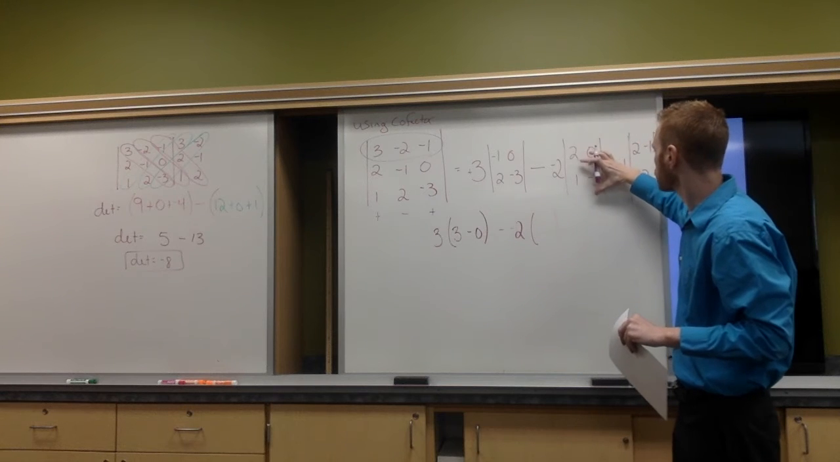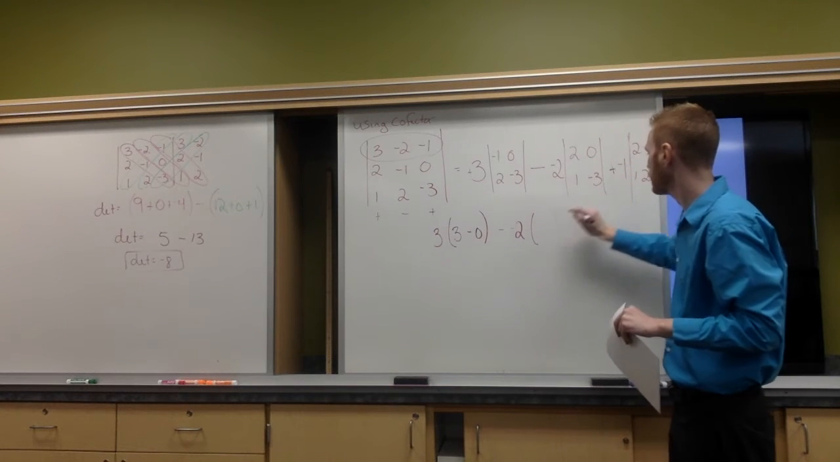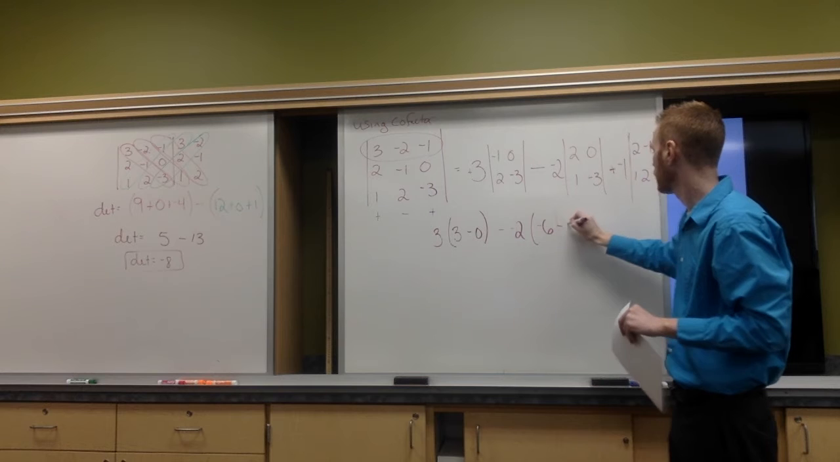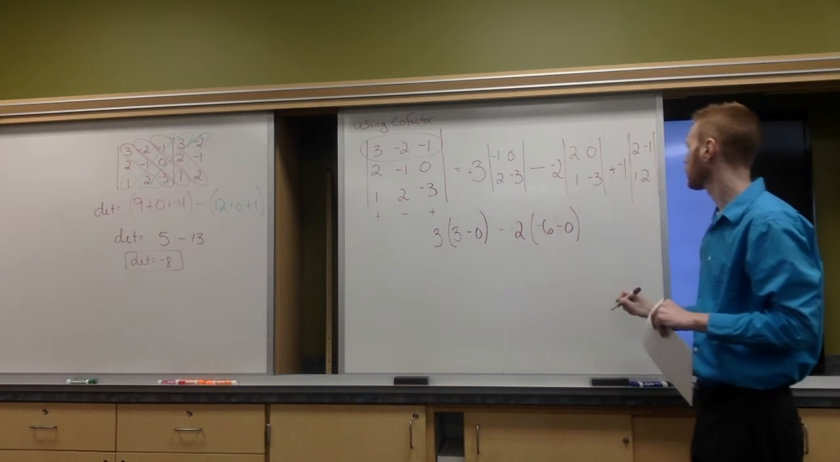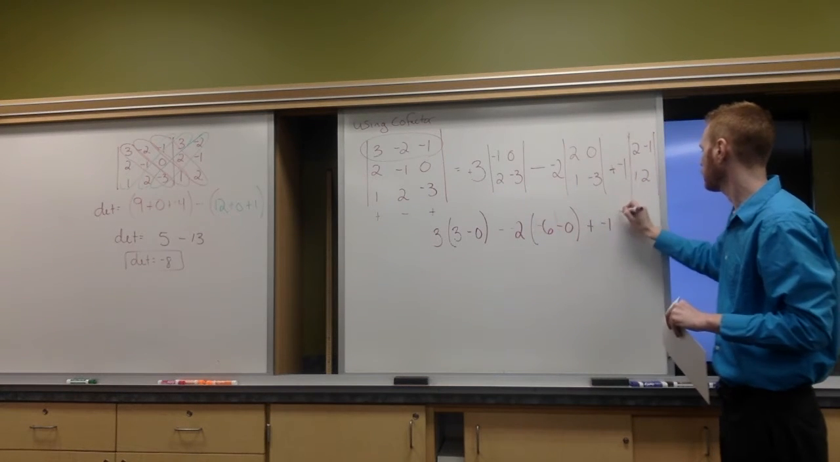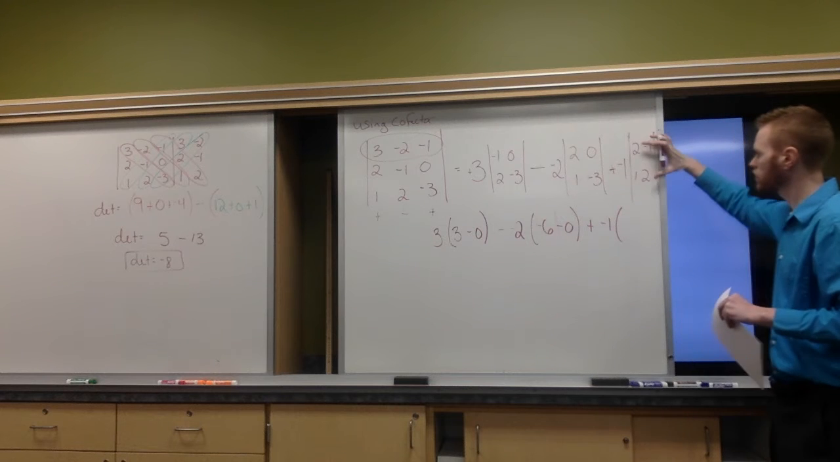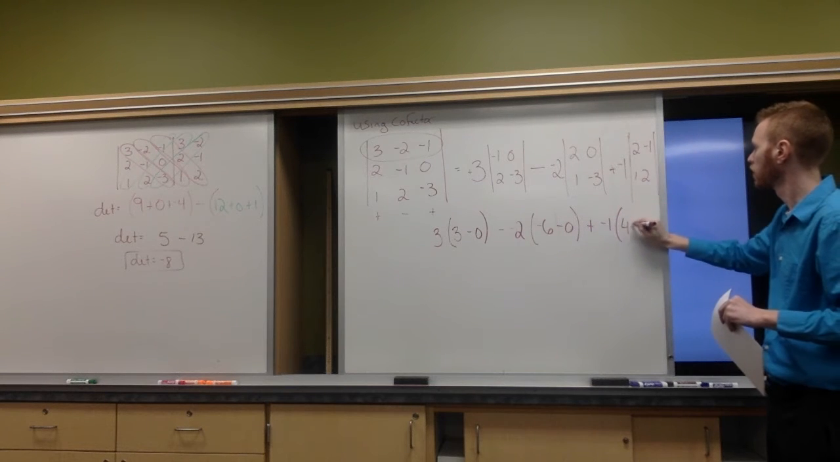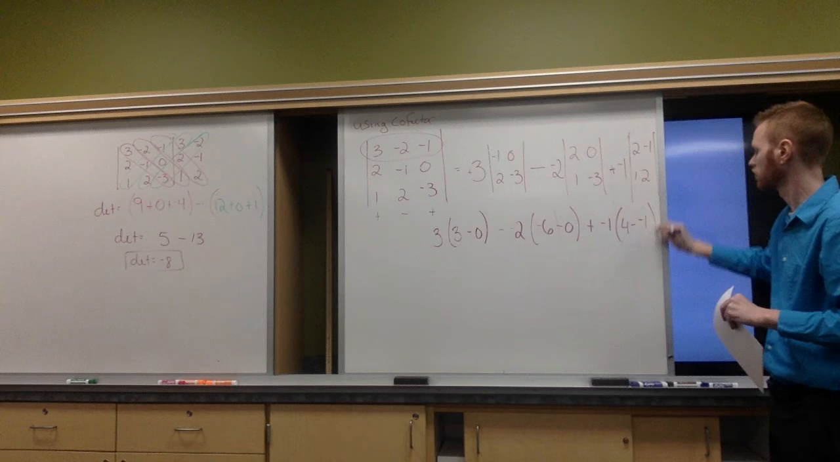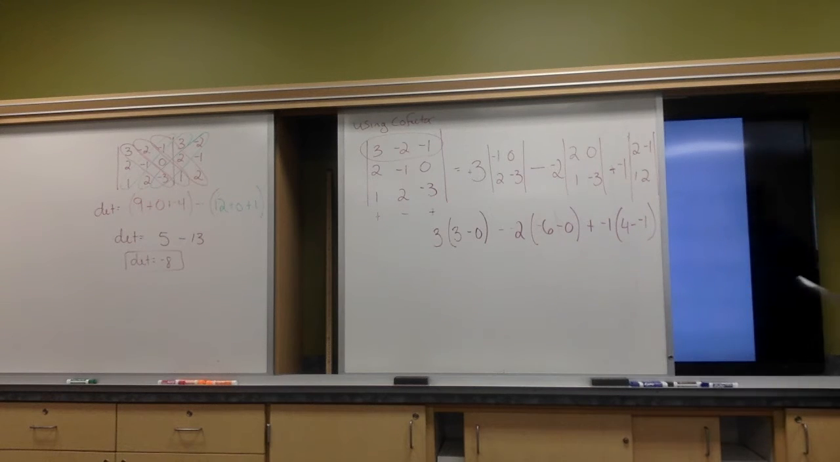So now let's find the determinant of this guy. So 2 times negative 3 is negative 6, minus 0. And then plus a negative 1. Then what's the determinant of this guy? It'd be 4 minus a negative 1. Would you look at all of those negatives?